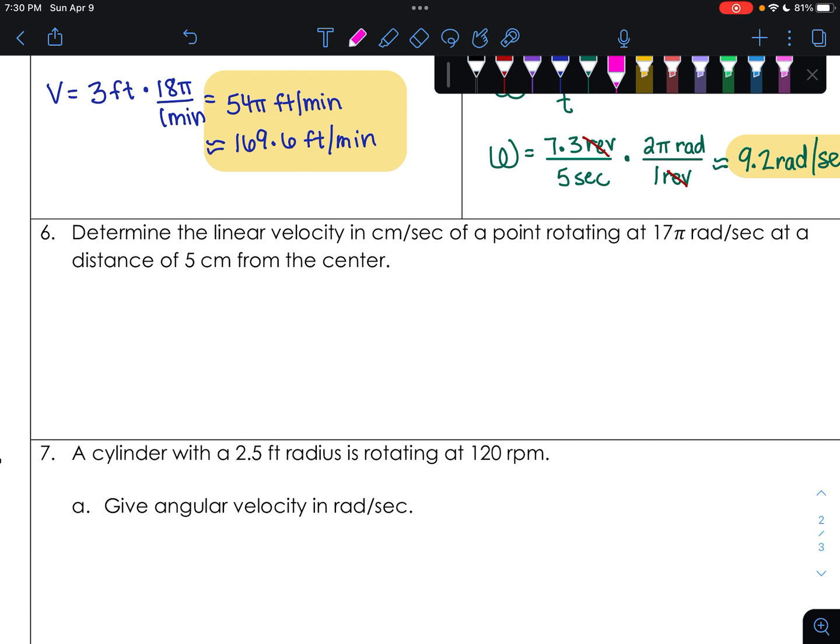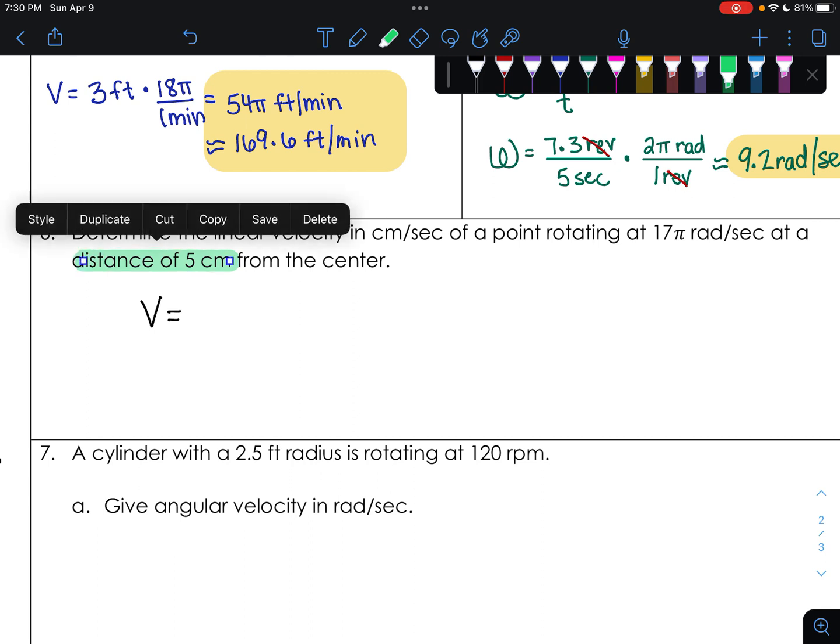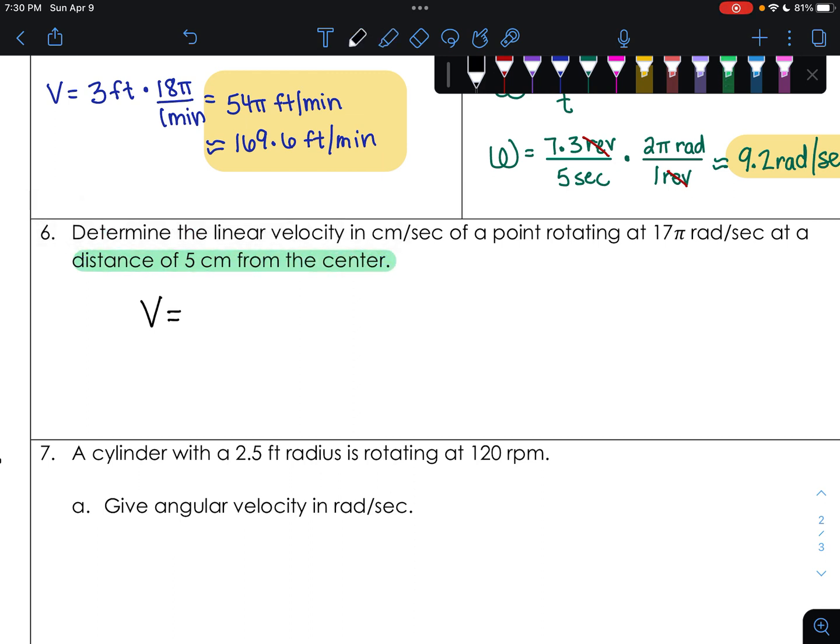Determine the linear velocity in centimeters per second of a point rotating at 7 pi radians per second at a distance of 5 centimeters from the center. So we want to find the linear velocity, so that's going to be v. That would be our radius times our angular velocity. So we are given the radius right here, 5 centimeters from the center. And then we need to multiply it by the angular velocity.